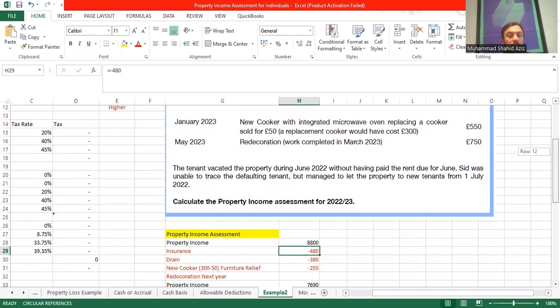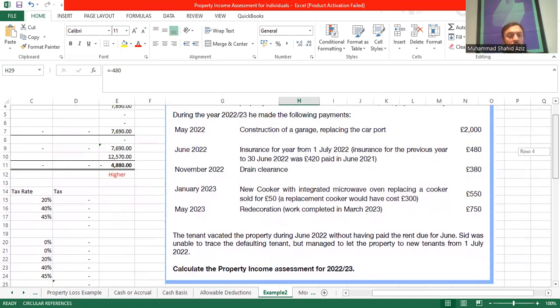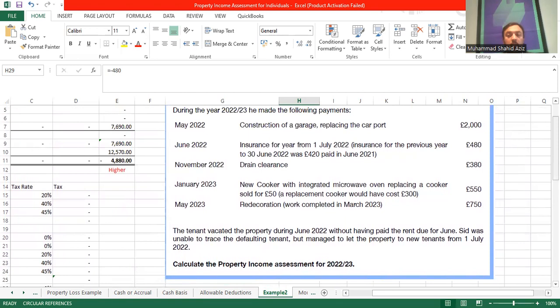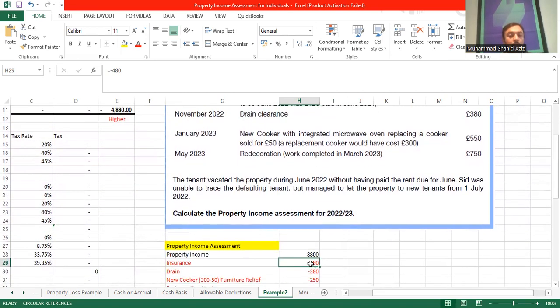Construction of a garage is not allowed. It is a capital expenditure. Insurance, 480 pounds. Yes, we need to minus this one. It is allowed. Drain, 380 pounds. Yes, we need to minus this one.